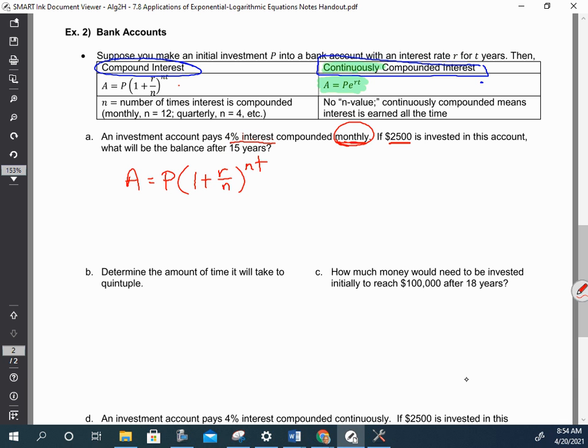So P is 2,500. 1 plus 4%. Remember, you have to change that to a decimal, 0.04. N is the number of times it's being compounded. Since it's monthly, it's 12 months in a year, so 12 times 15. Any questions on the setup?